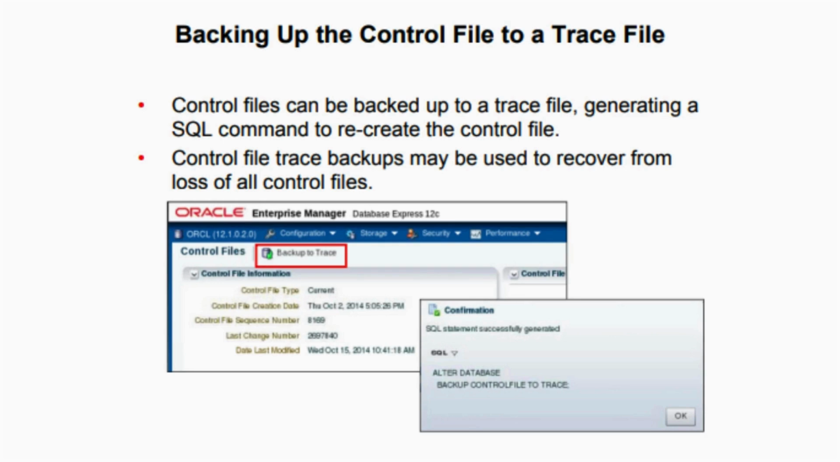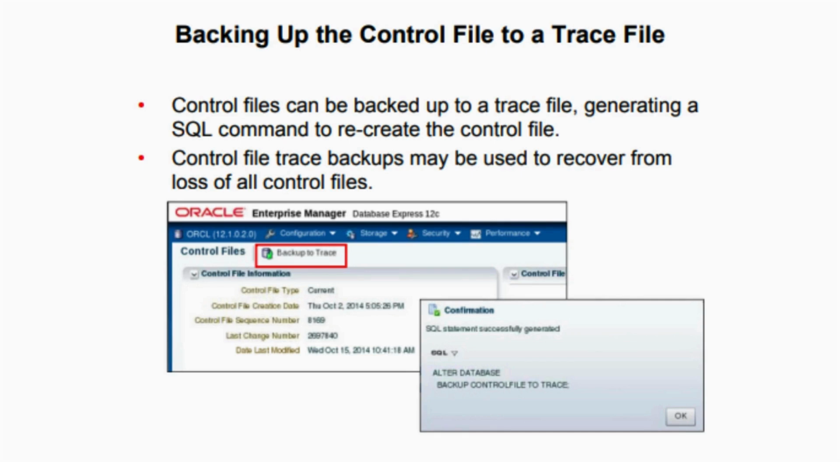Although it is very unlikely that a properly configured database, with multiple copies of the control file placed on separate disks and separate controllers, would lose all control files at the same time, it is possible. Therefore, you should back up the control file to a trace file after each change to the physical structure of the database, adding tablespaces or data files, or adding additional redo log groups.